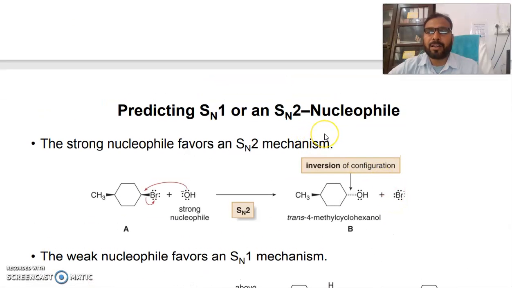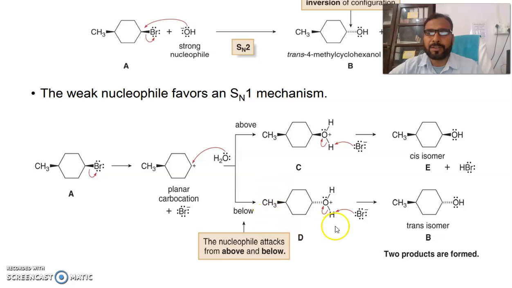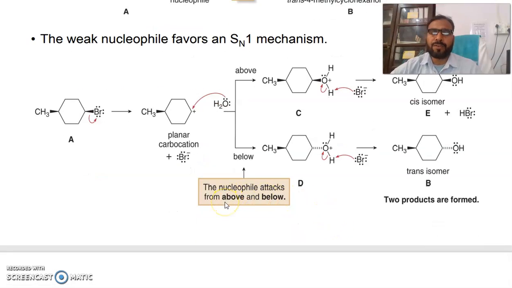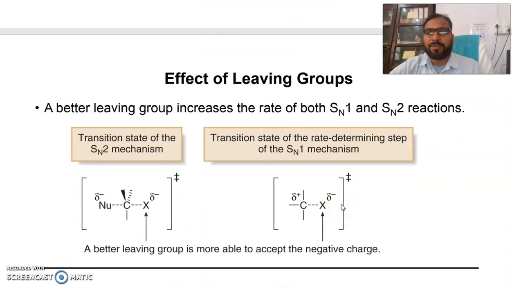Predicting SN1 or SN2 by the nucleophile. The strong nucleophile favors SN2 mechanism. The weak nucleophile favors SN1 mechanism. You can see here, the nucleophile attacks from above and bottom. Two products are formed. Now, effect of leaving group.